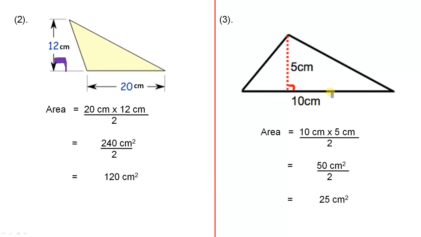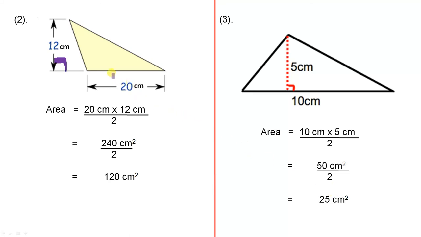Here is another triangle. Now here we have a base of 10 centimetres and a perpendicular height of 5 centimetres. So the area of this triangle will be 10 centimetres times 5 centimetres over 2, which is 50 square centimetres over 2, which is 25 square centimetres.